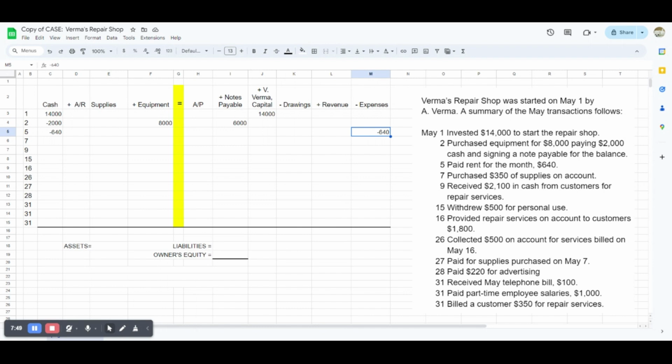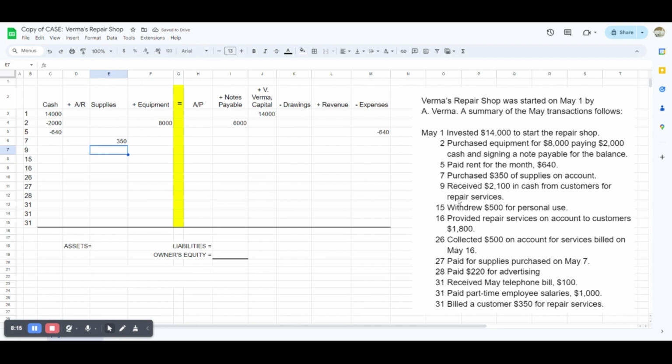Okay, now for the seventh transaction, purchase $350 of supplies on account. So if you just read the first part, you purchase $350 of supplies. So the supplies are worth $350. This is going to increase the supplies account.